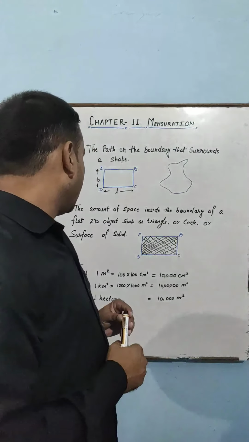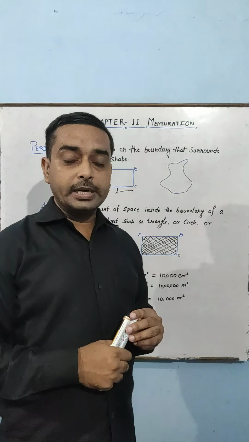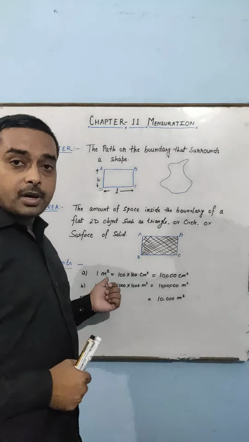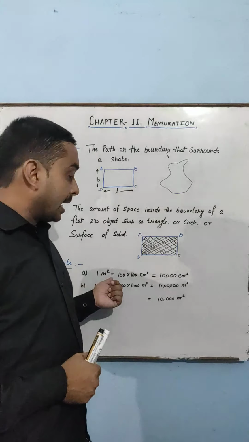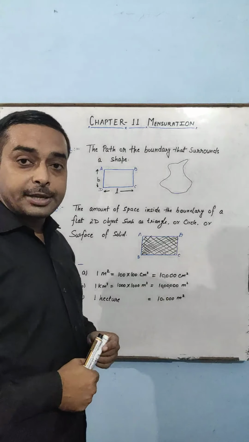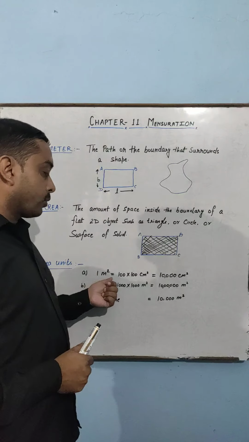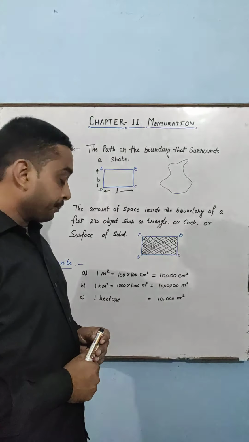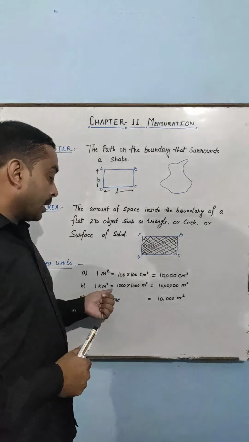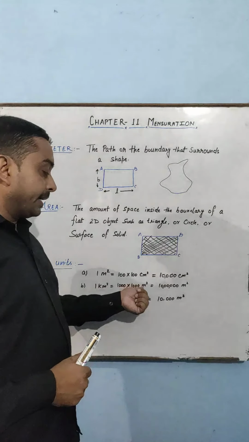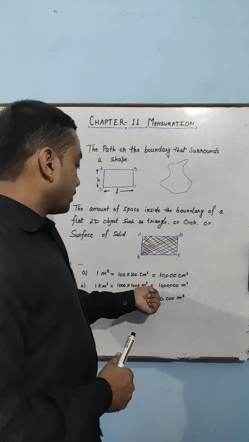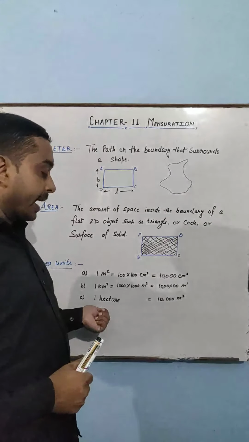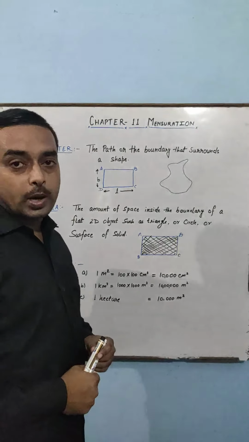There are some units of area which we are using in our study. Like as if the answer is in meter square and we have to convert into centimeter square, then 1 meter square equals 100 into 100 centimeter square. It means that 10,000 centimeter square. 1 kilometer square equals 1000 into 1000 meter square equals 10 lakh meter square. And very important is that 1 hectare equals 10,000 meter square.